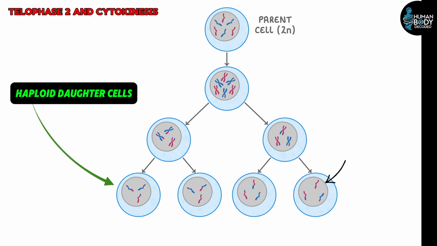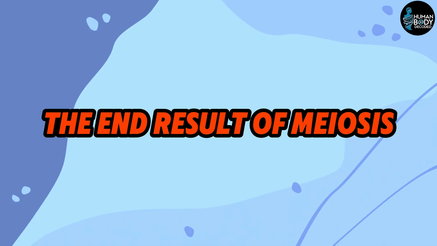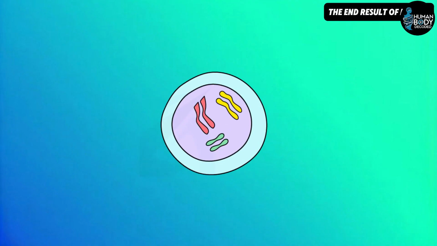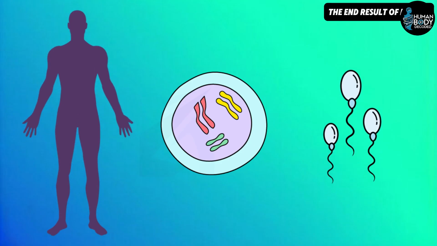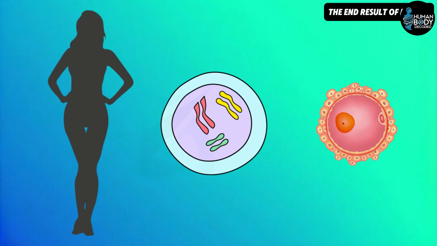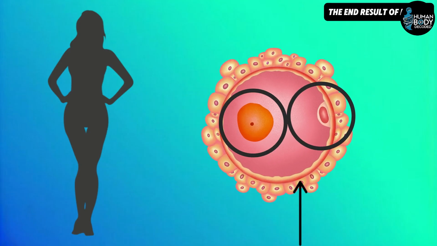of chromosomes. Now you might be thinking, what is the end result of meiosis? The end product of meiosis is four genetically unique haploid cells from one cell. In males, these become sperm cells, while in females, one becomes an egg cell, with the other three being smaller polar bodies, which are usually not used in reproduction.